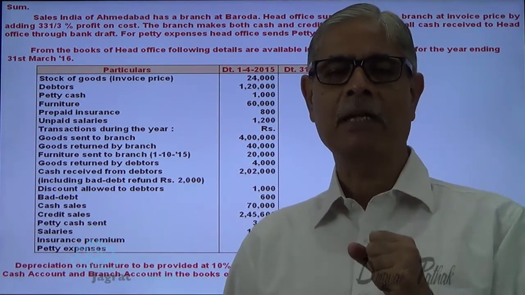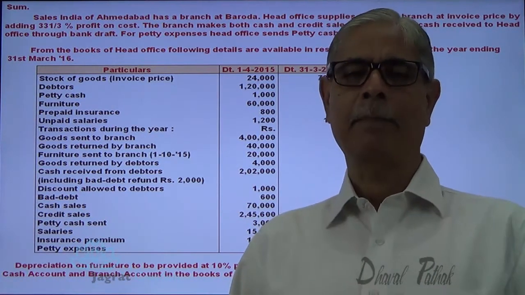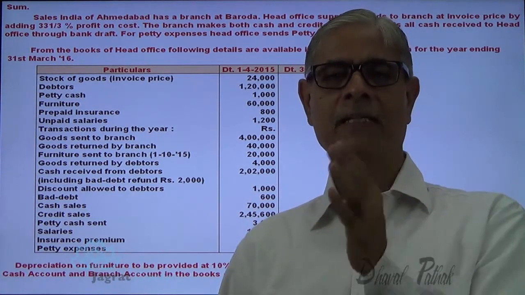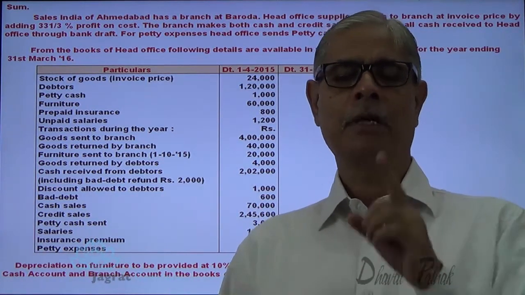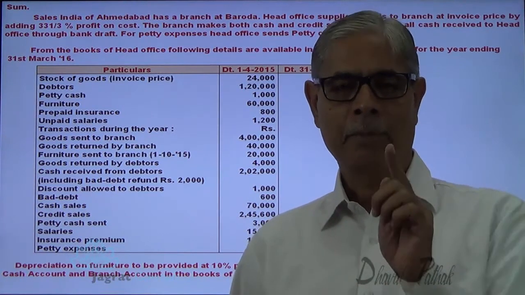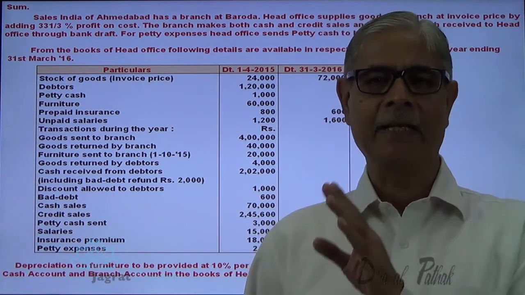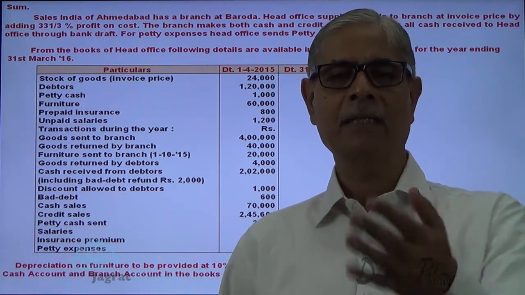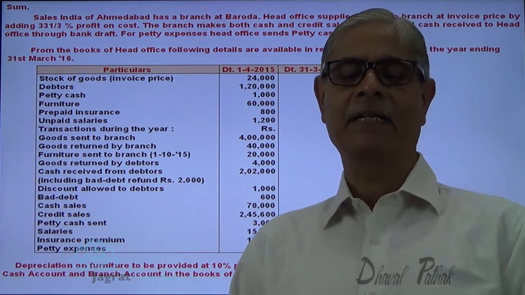Now when we prepare the branch account and we want to find out the profit by preparing branch account, the invoice price is a price which has a profit load. So to find out the profit by preparing branch account, the branch account should be debited with the cost of goods sent. Branch account should be debited with the opening stock at cost. Branch account should be credited with the closing stock at cost, and goods returned by the branch is also to be recorded at cost. But here the goods are sent at an invoice price.